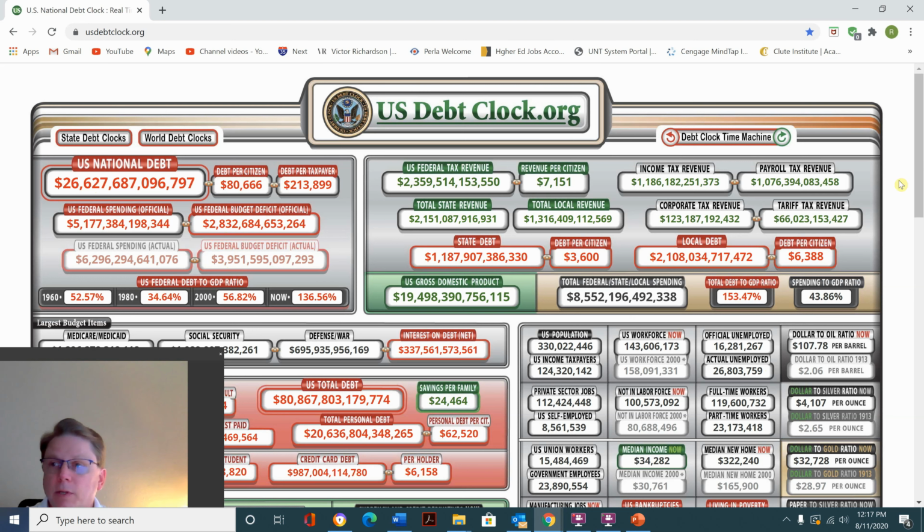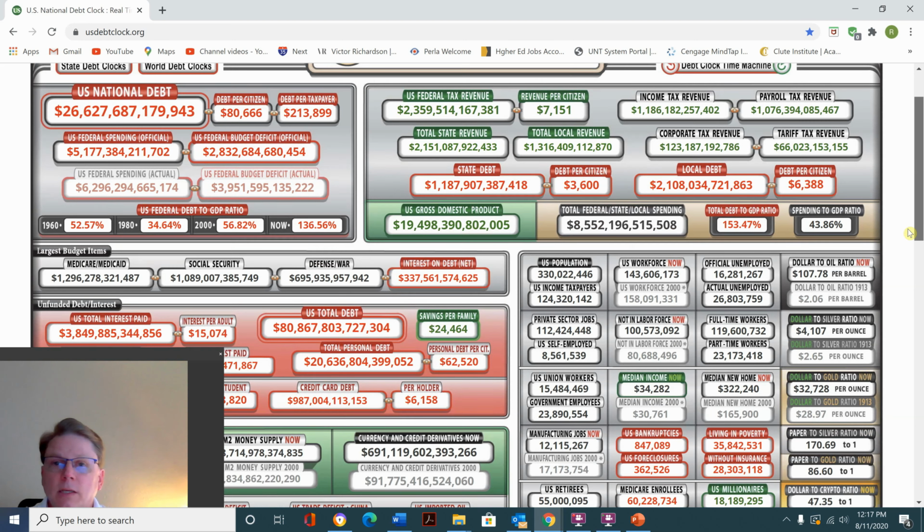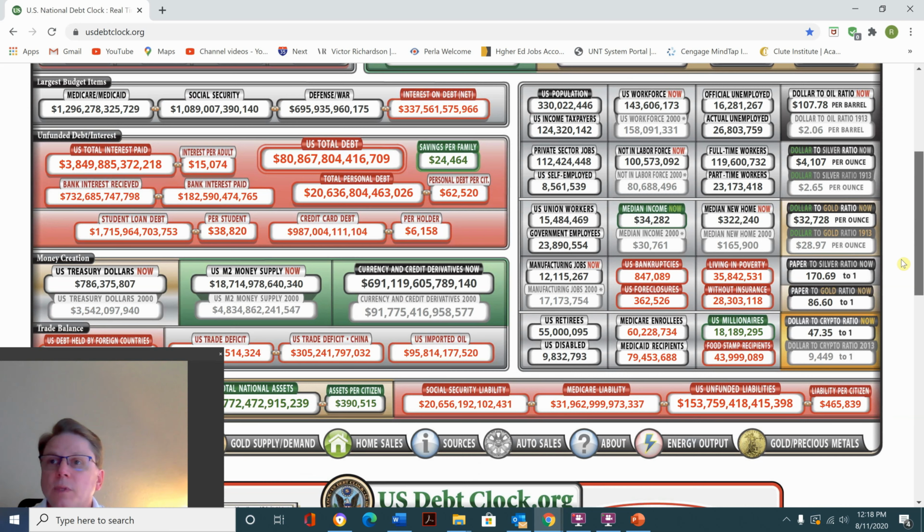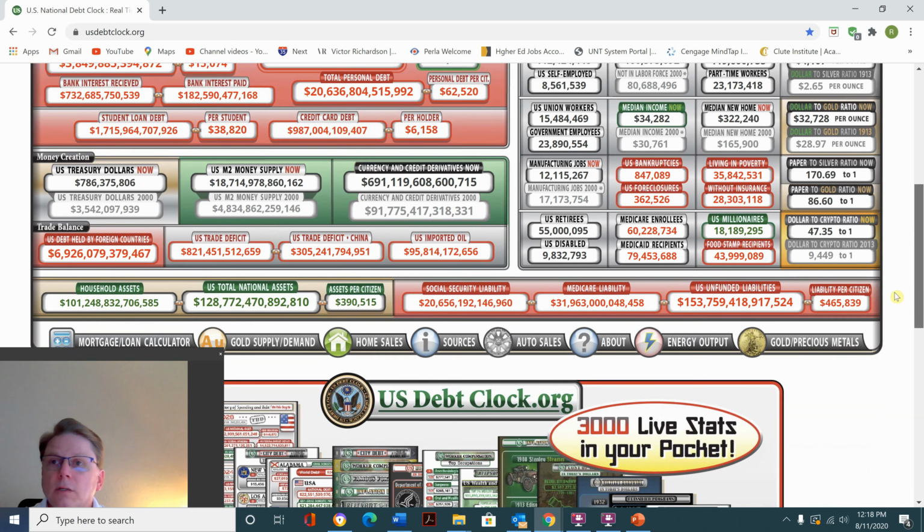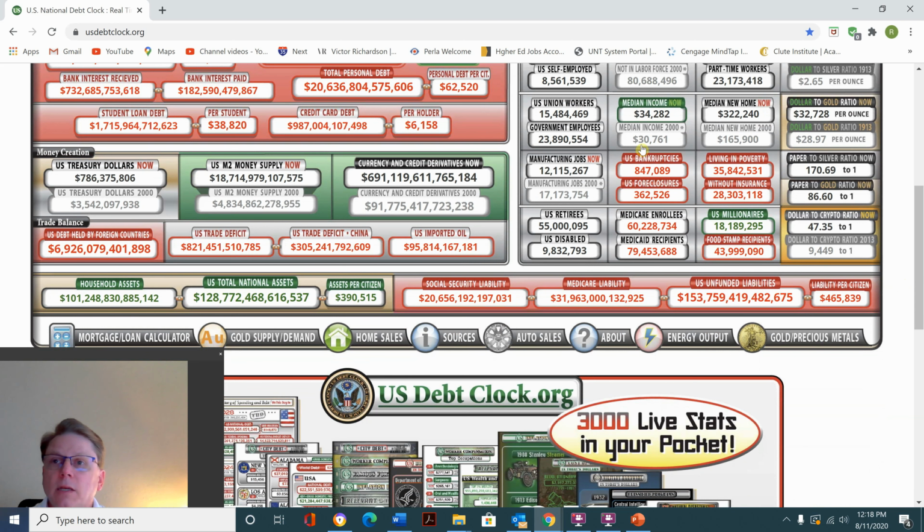Okay, but we wanted to look at balance of trade, and that's on here somewhere. Let's see here. See, this is the median income in the United States per person. Median is middle, so half the country makes less than that, and half the country makes more than that.